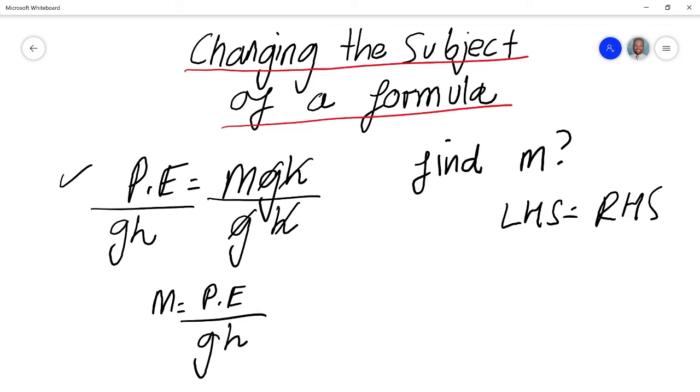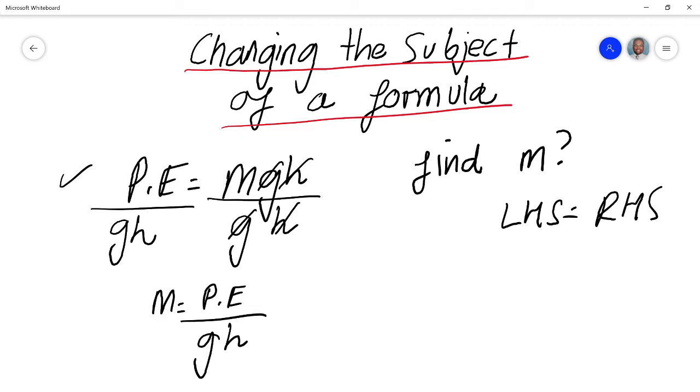So that's how you make m the subject of the formula. What you do is divide by the variables that will give you m literally. So g and h cancel out, and you do the same on the other side of your equation. That's how we make m the subject of the formula.